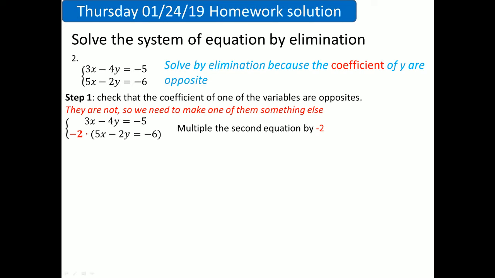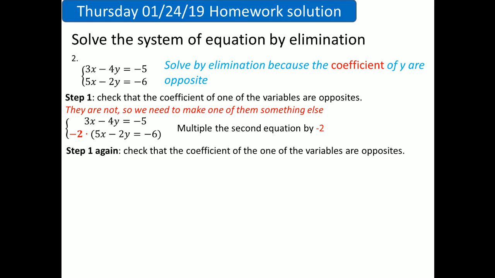Notice how the second one here, I'm going to multiply by negative 2. Why do I multiply by negative 2? Look. If the bottom one is multiplied by negative 2, the coefficient becomes opposite. The top one is still 3x minus 4y equals negative 5. That does not change. The multiplication by negative 2 only affects the second equation.